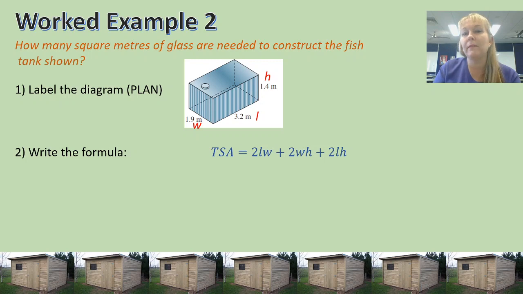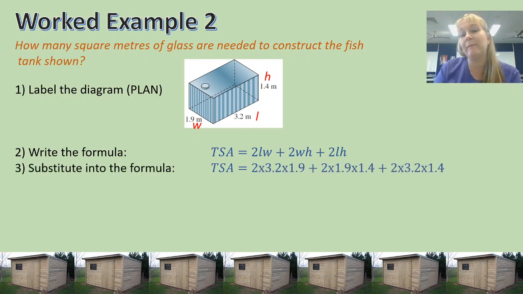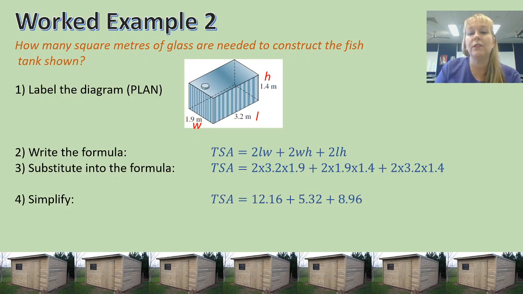Now I write my formula. This is from a couple of slides ago. I'm going to substitute the information that I have into the formula. I'm going to take a moment just briefly to show you that 2 times the length, which is 3.2, times the width, which is 1.9, is substituted into that part of the formula, and so on across the line. Now I'm going to use my calculator just to simplify the 3 different parts. It's important you don't skip this step, or you could lose a mark or half a mark of working.